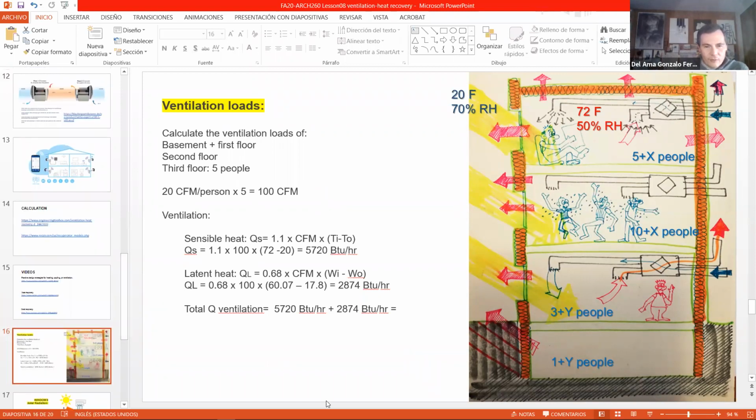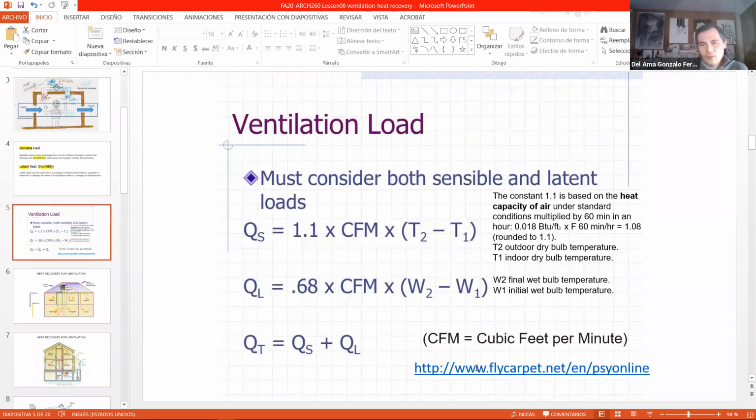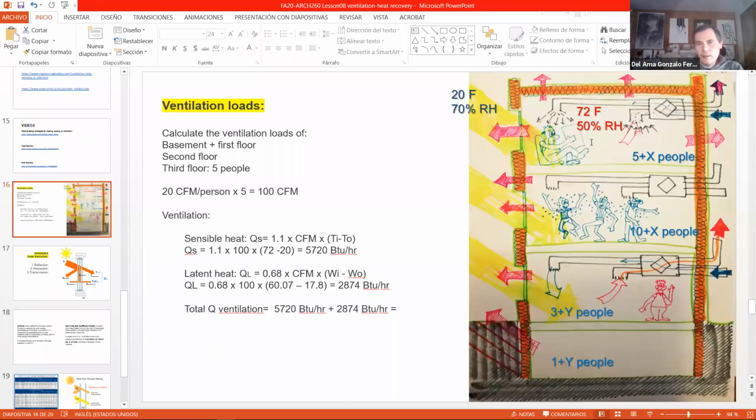The only thing you have to do is open that link for the online psychrometric chart. With this chart, you have to calculate this wet bulb temperature here. Then you have to go over the exercise we're working with, and you have to do this 3 times, for the 3rd floor, the 2nd floor, and basement plus the 1st floor, with different people. So you will have different answers or different values because you are working with different people here.